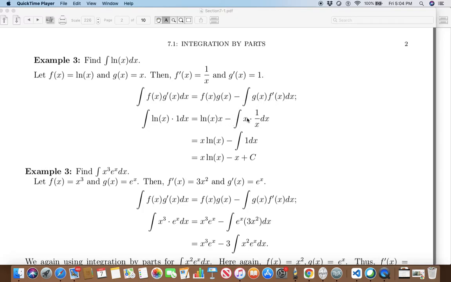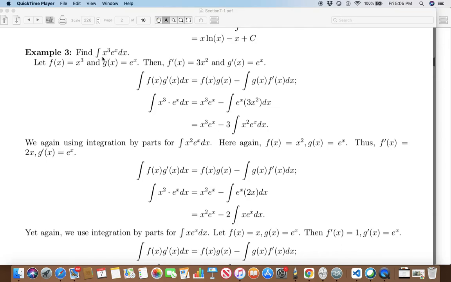prime. g is x, f prime is 1 over x. They cancel each other, you're left with 1. So this is x natural log x minus integral 1 dx. Integral of 1 is x. So final answer, x natural log x minus x plus constant of integration.